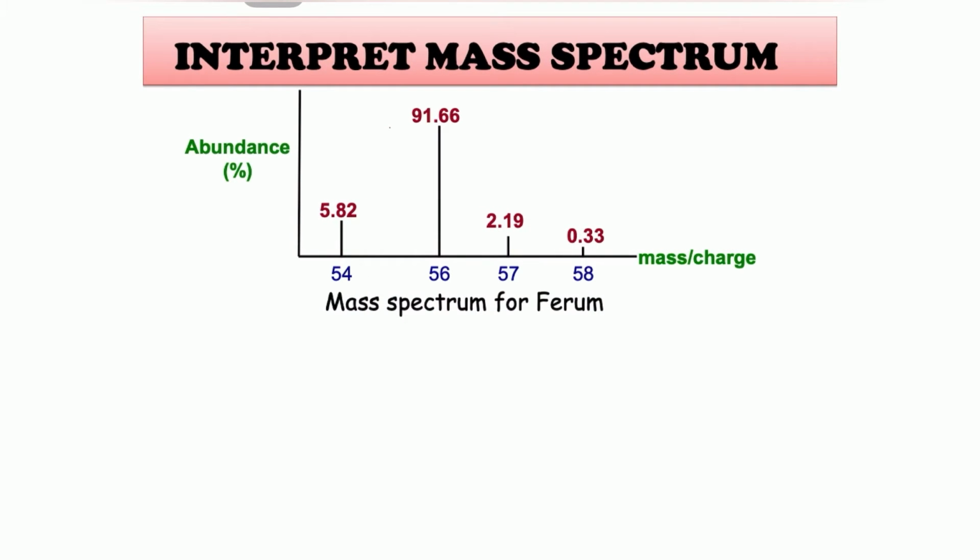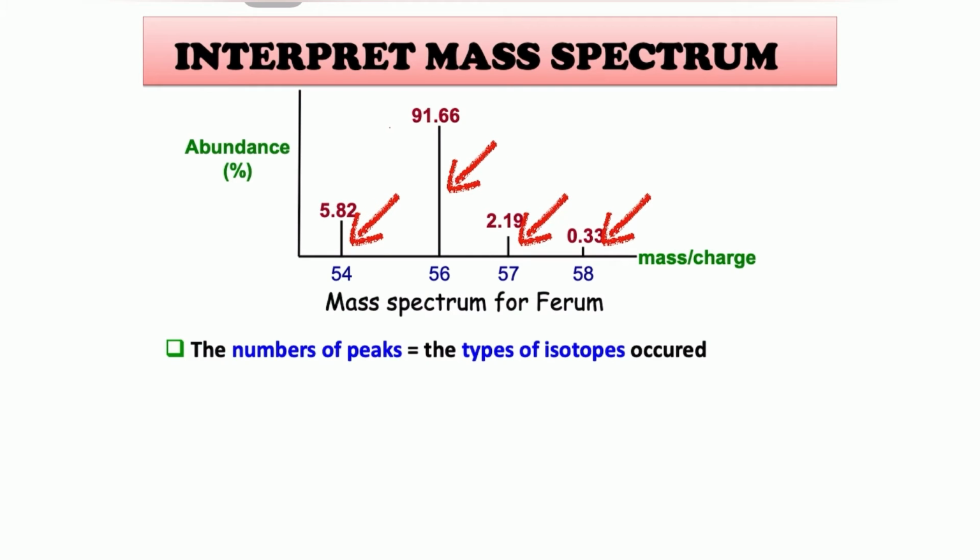Next, you should be able to interpret the mass spectrum. This is an example mass spectrum obtained from the mass spectrometer. The y-axis represents the abundance in percentage, and the x-axis represents the mass to charge ratio. You can see from the mass spectrum that the number of peaks equals the types of isotopes that occur. It shows that there are isotopes of iron, which are iron-54, iron-56, and iron-58.